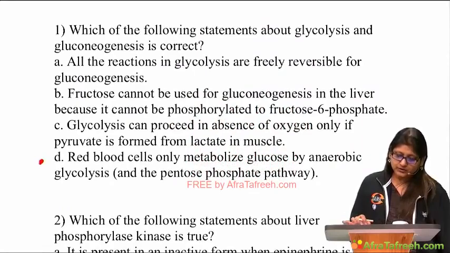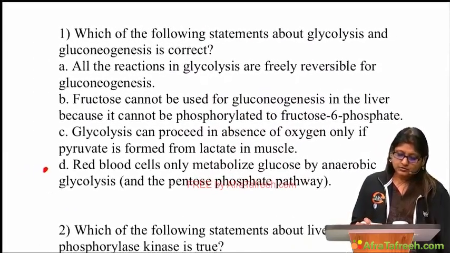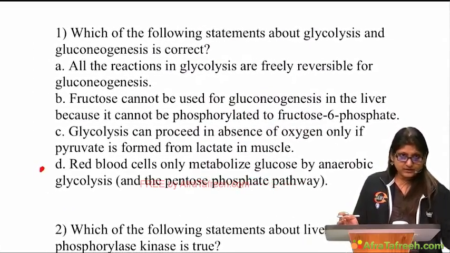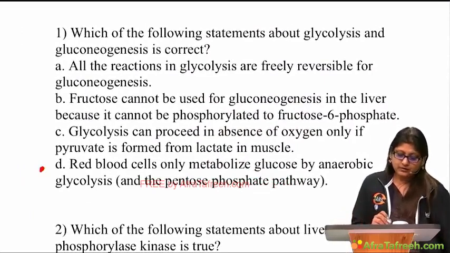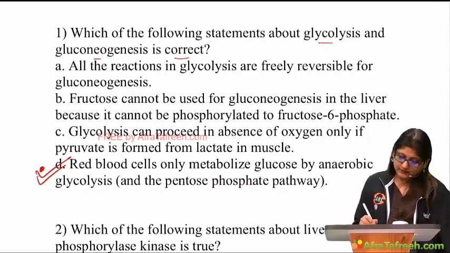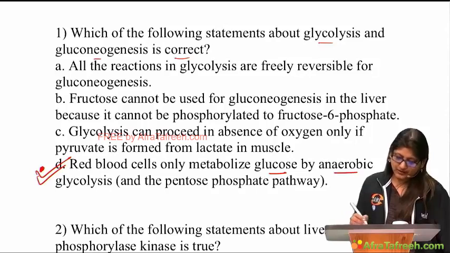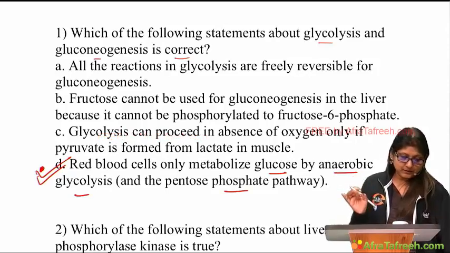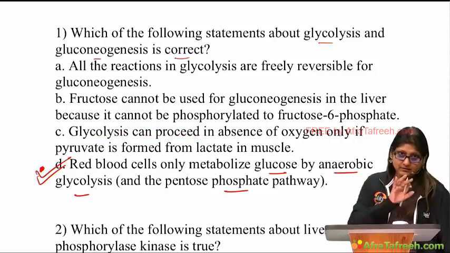Now coming to certain MCQs. Who is going to answer me the MCQs? It is there in your workbook. Now let's start solving these MCQs. True statement regarding glycolysis and gluconeogenesis. What is the true statement? RBC metabolize glucose by anaerobic glycolysis and the PP pathway is the correct statement. All other statements are wrong.